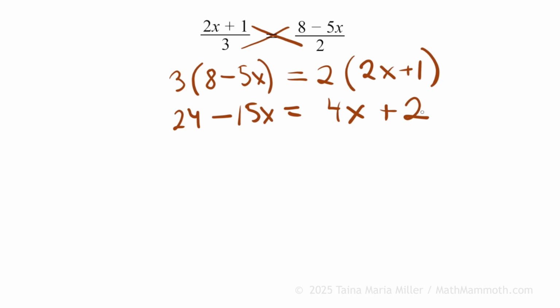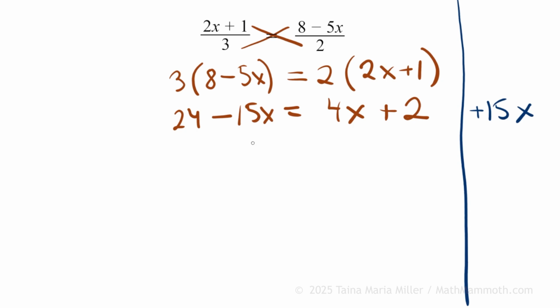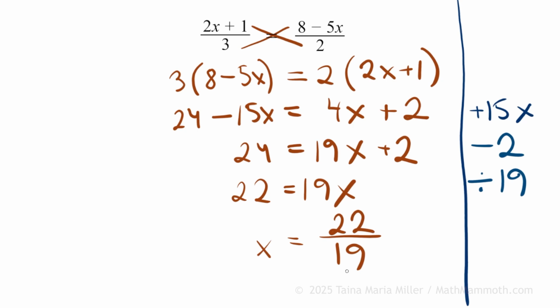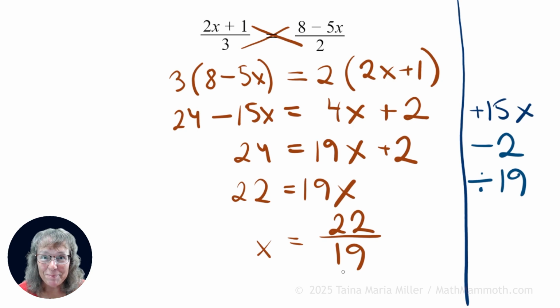Okay, then what? We see terms with x on both sides, so we would want to eliminate either this or this. I'm going to add 15x so that I will get the positive number times x on this side. So that leaves me 24 here, 19x here. Then subtract 2. And lastly divide by 19. So x equals 22 over 19. Did you get the same?